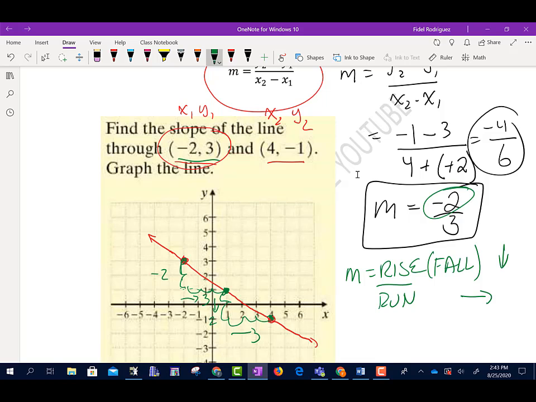So I want you to notice something. When I read my line, just like I read a sentence, I go from the left to the right. If you look at this red line, that line is going downward. It's going downward, and if you notice our slope is negative, okay? So a line that goes down is going to have a negative slope, okay?